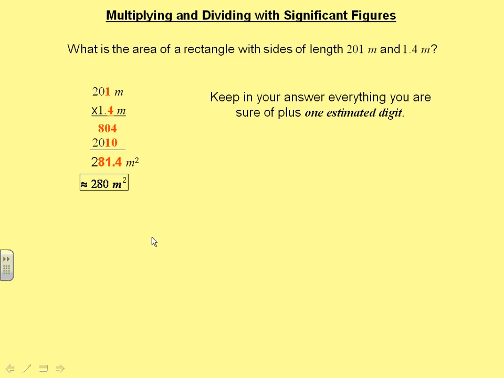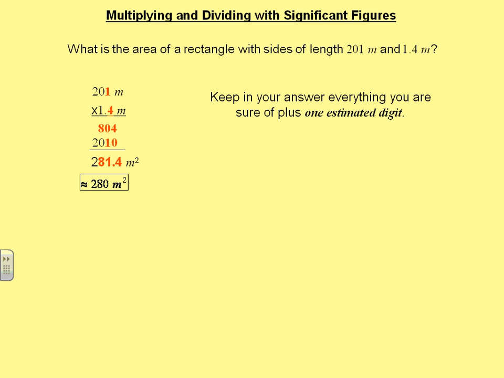Notice no decimal point, so that 0 does not count. It's a placeholder, so this is precise to the nearest 10. Now again, this may look like you're getting rid of a lot of good data, but you're not. What you're getting rid of are numbers in the measurement that you're not sure of. And so we're trying to keep that down to just one estimated digit.